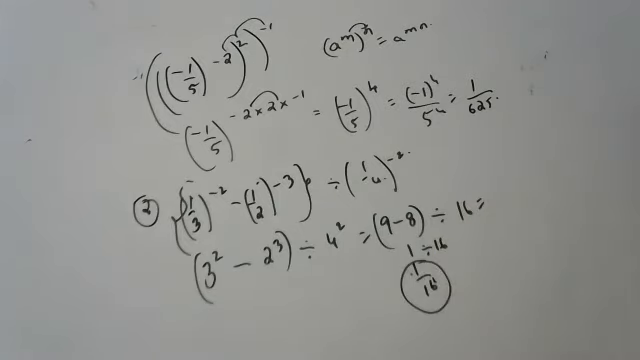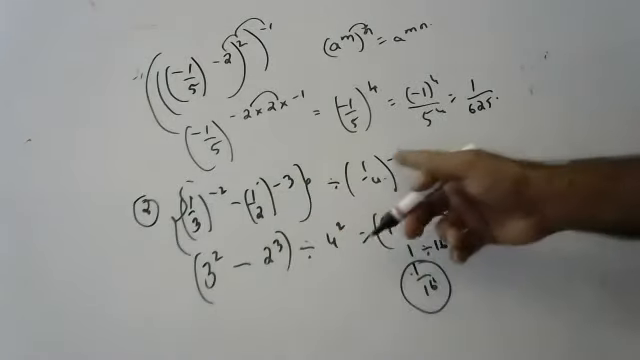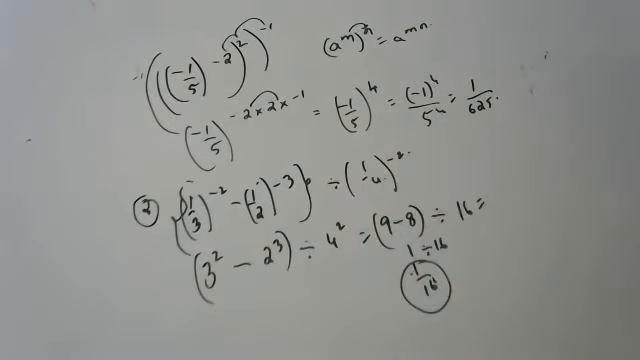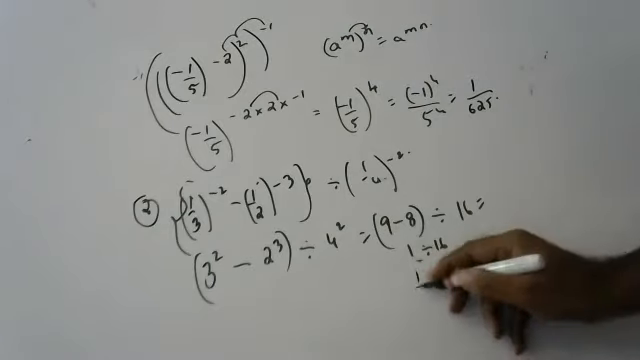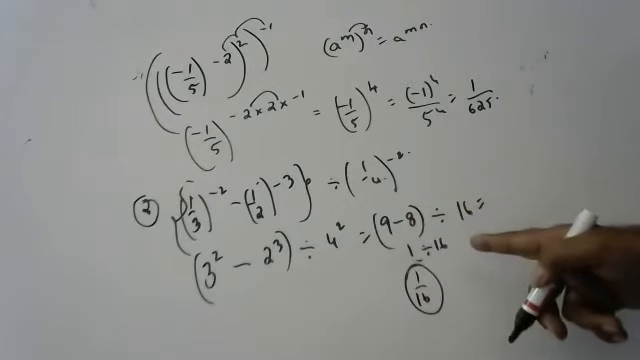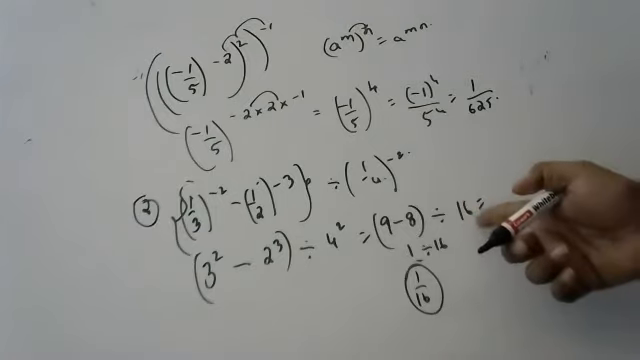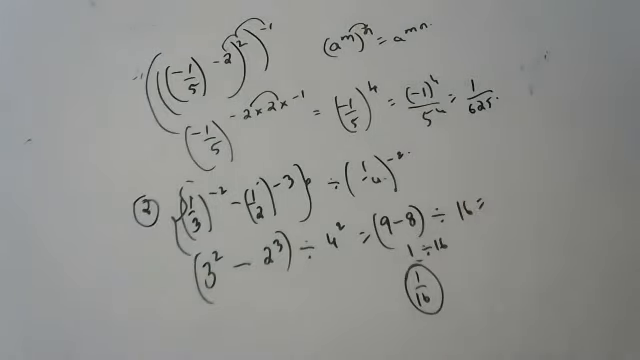1 by 16. Okay, children, minus 2 if I reverse, plus 2. Minus 3 if I reverse, plus 3. Sir, 1 divided by 1 by 16 is 16, sir. 1 by 16 is? What, Anna? 1 by 16 is 1 by 16 only. Sir, 1 by 4 whole square we can write. 1 by 4 square only, I wrote as 1 by 16. 4 square, it was 16.